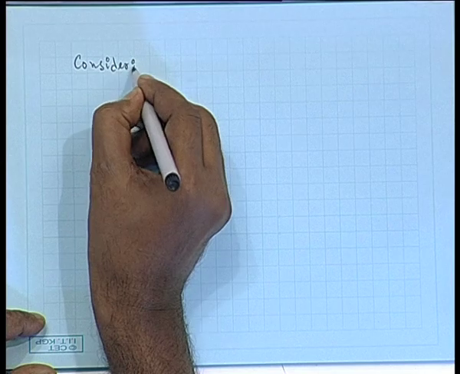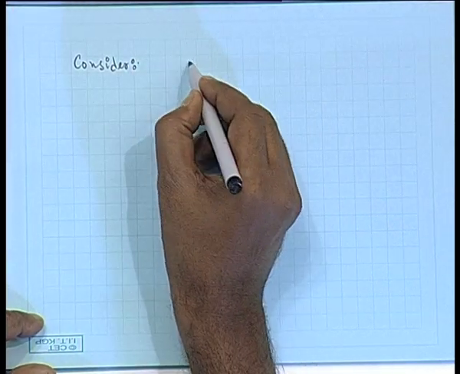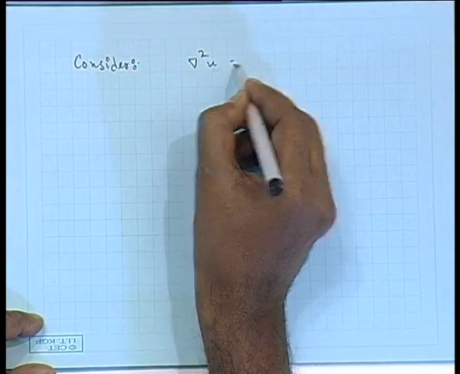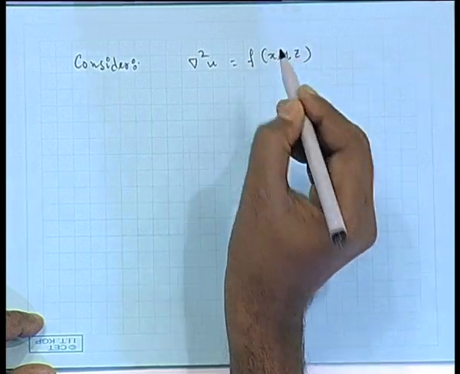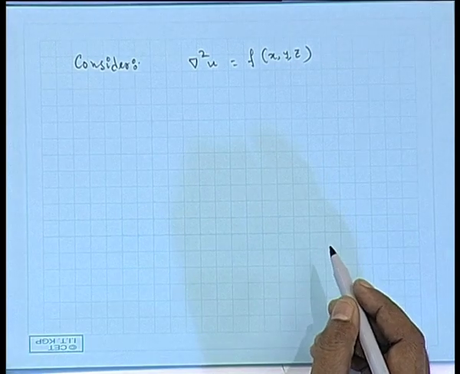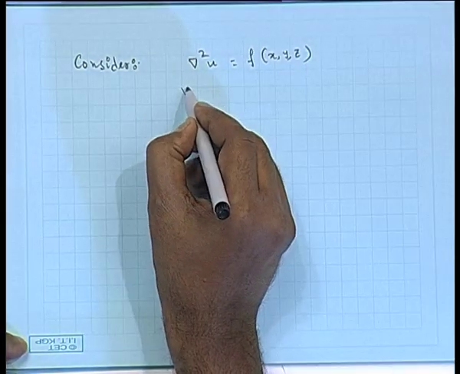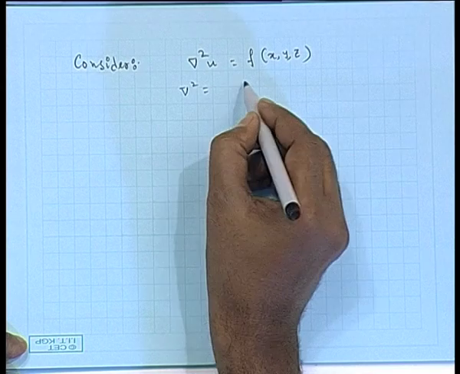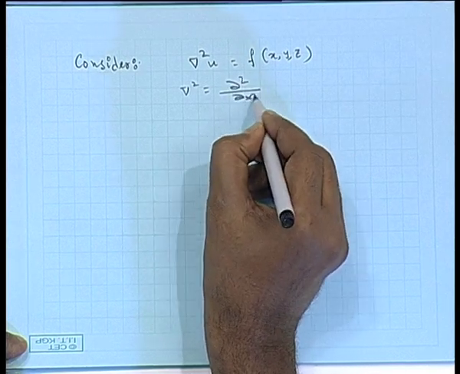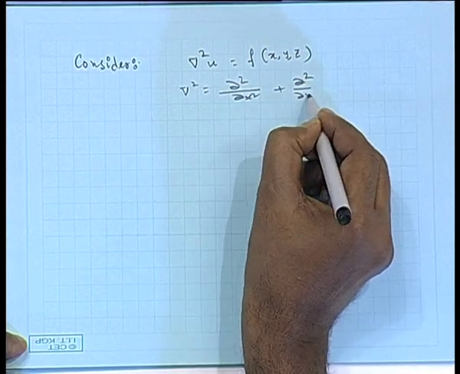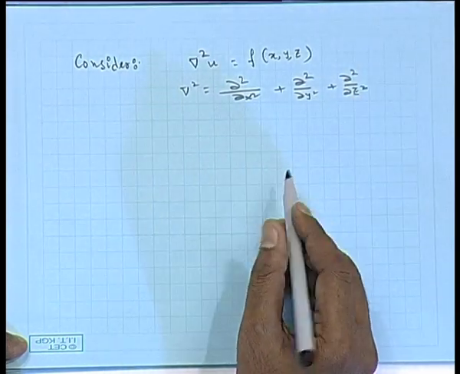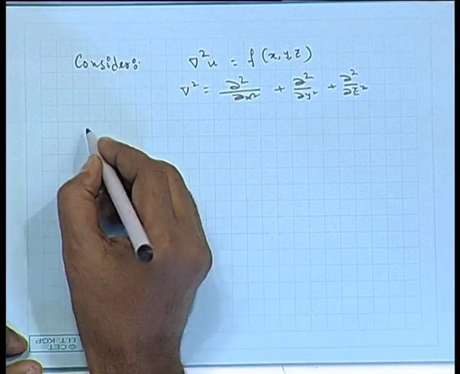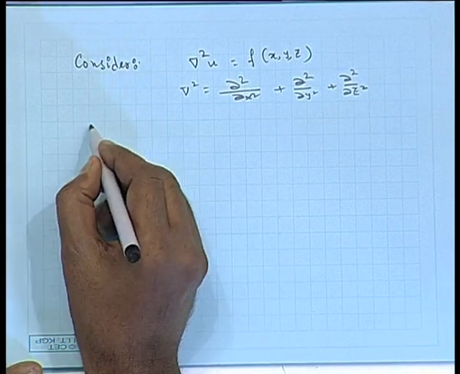You consider the equation that you are going to solve is, let us say, delta square u is equal to f. F may be typically a non-homogeneous function of x, y, z, and the operator delta square, let us say it is a Laplacian operator, del square by del x square plus del square by del y square plus del square by del z square. Okay. Now, we have to first construct the causal Green's function.